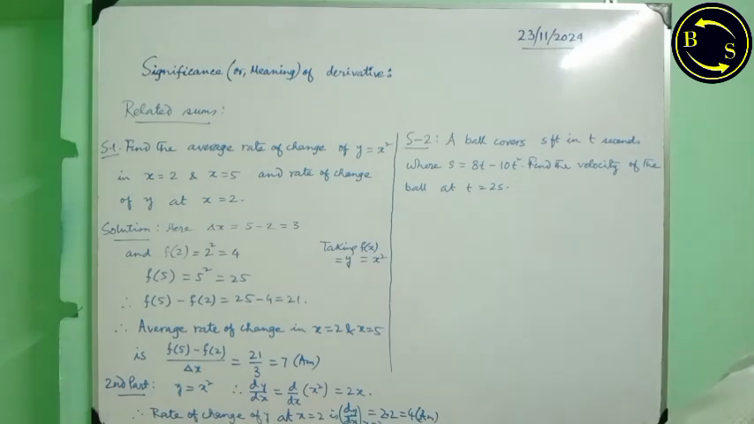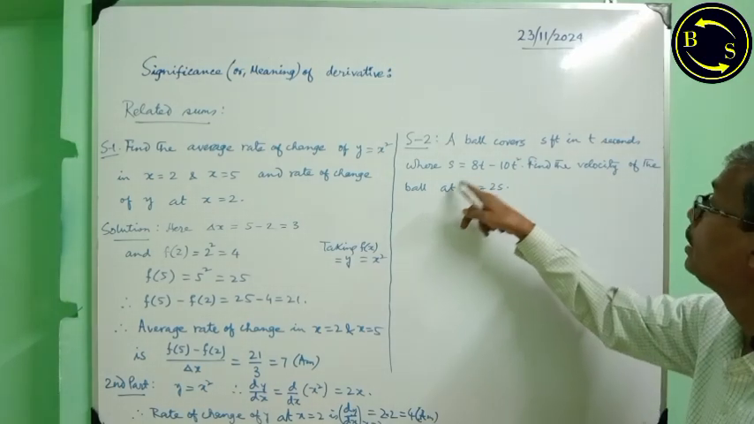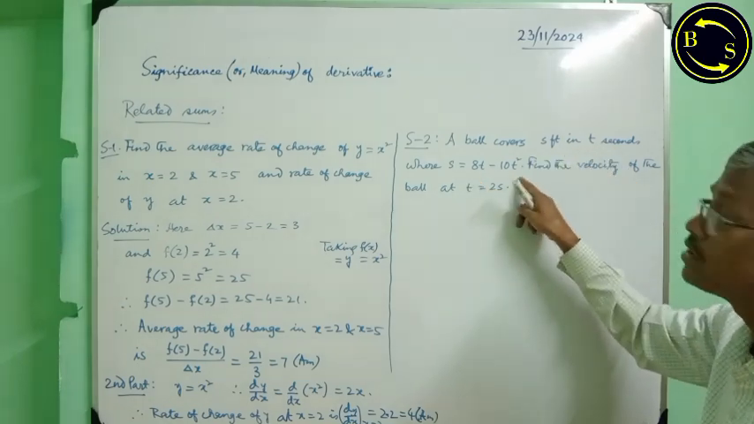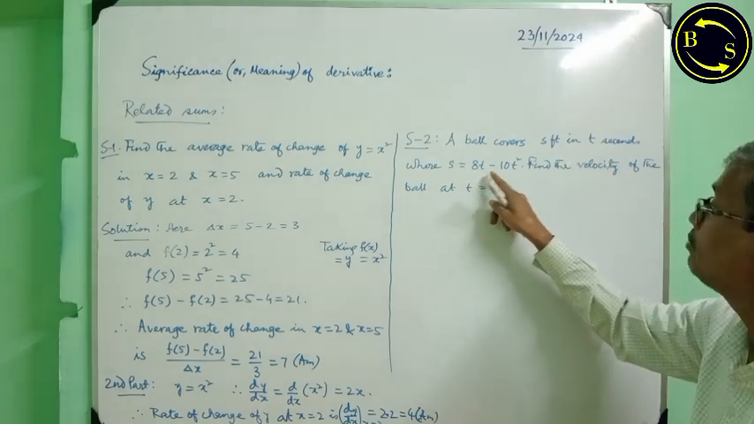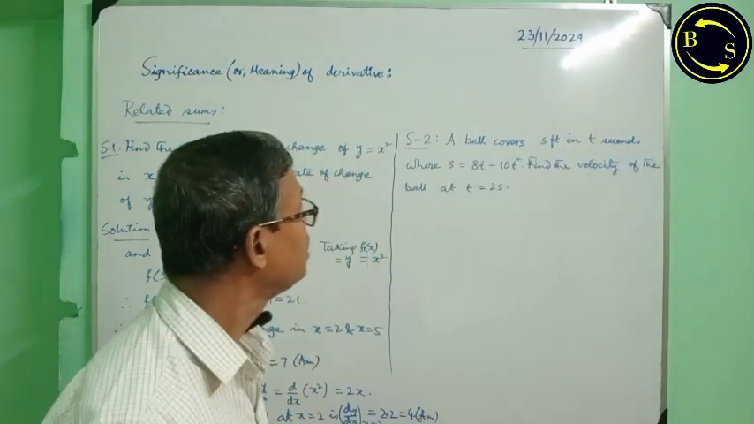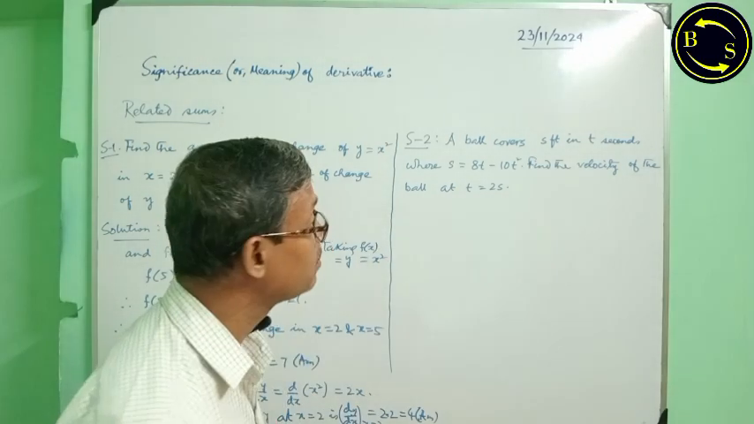Now I consider this one. You see, a ball covers a distance in t seconds given by this expression, s equal to 80 minus 10t square. We have to find the velocity of the ball at t equal to 2 seconds.